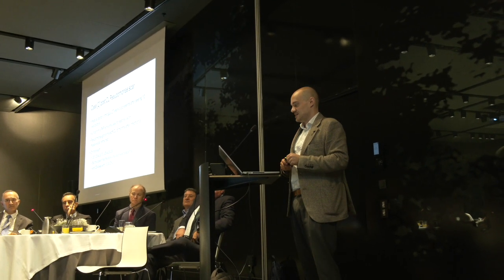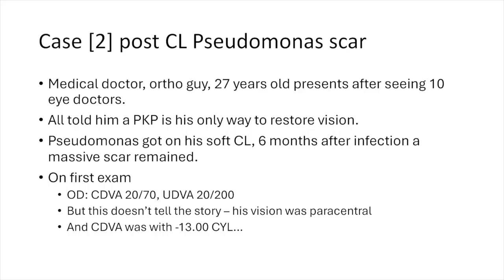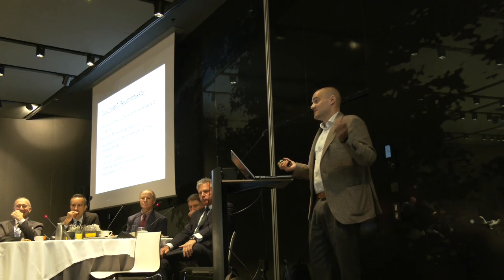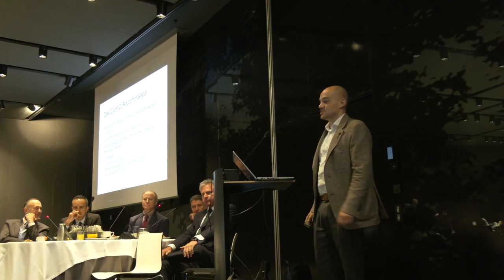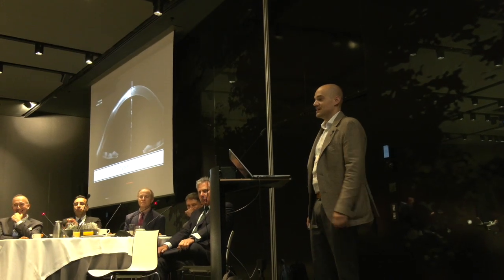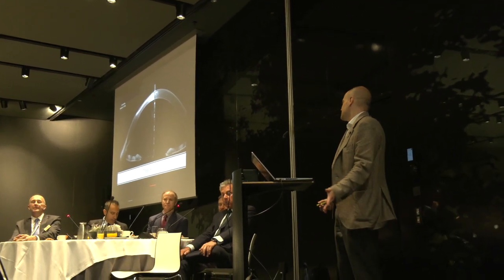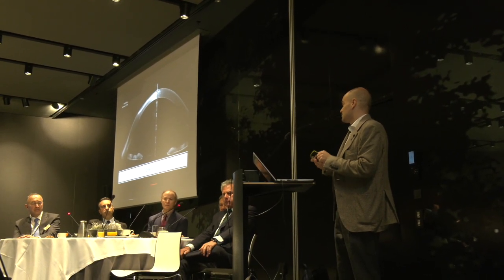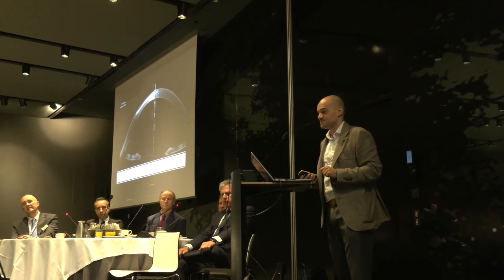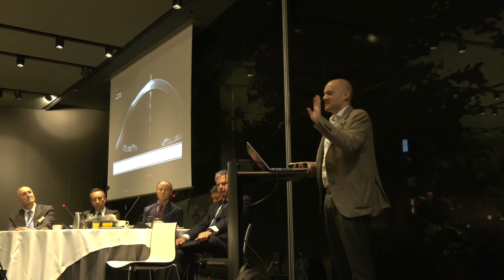And the other case is a Pseudomonas scar. It's a 27-year-old guy. He's an orthopedic surgeon. You know, they're not the smartest, so he wore his contact lenses in a swimming pool, ended up with a nasty scar. Best corrected vision was, well, poor. And this is how it looks. It's a nice scar. He was told by 4 different clinics that his only option is some sort of a transplant, maybe a PK or a DALK or something, and he couldn't do suturing anymore because he didn't have stereo vision. So I said to him, "No, I think we can fix it."